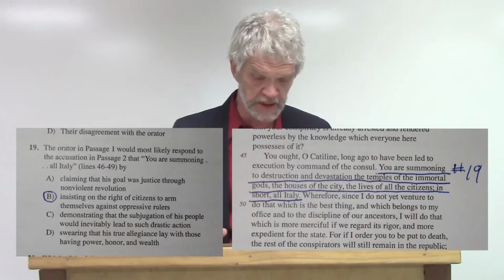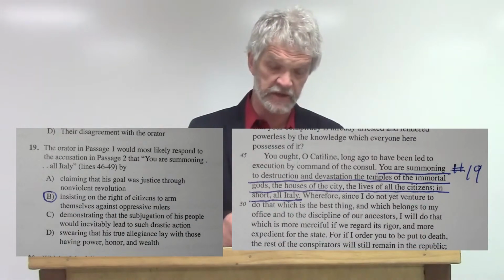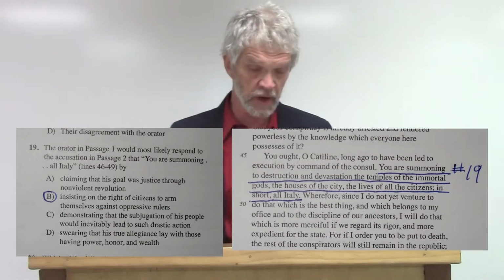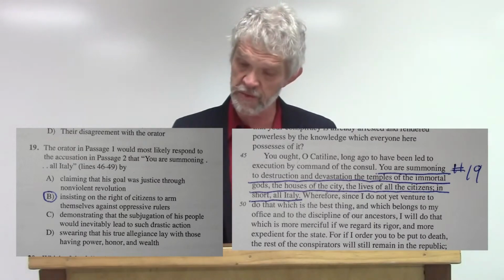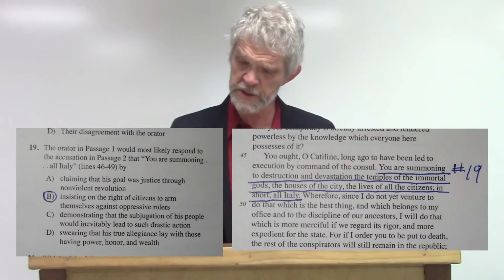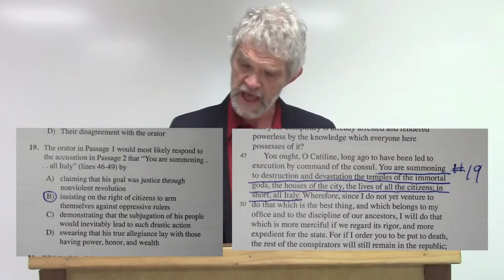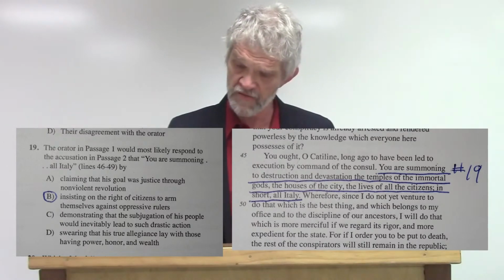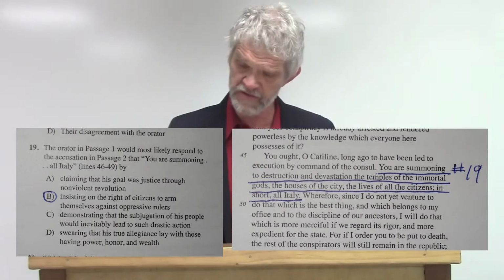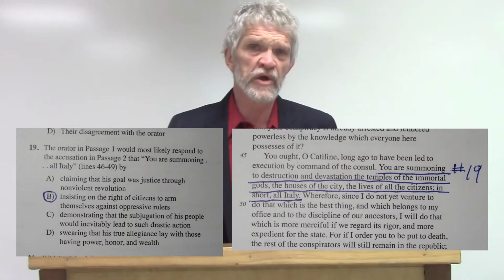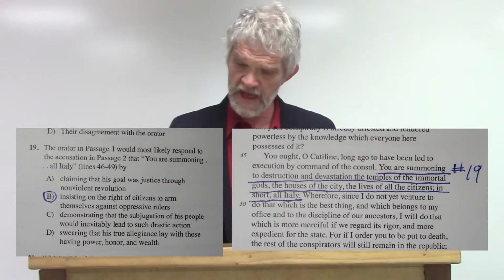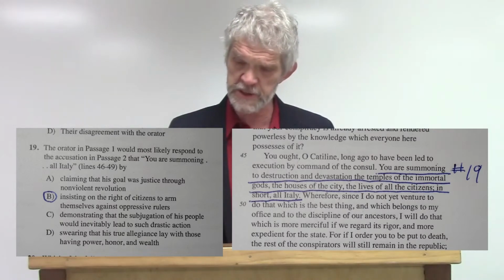All right, for number 19, the orator in passage 1 would most likely respond to the accusation in passage 2, you are summoning all of Italy. Now this asks you to think what the man would say in response. So Cicero says, you are summoning to destruction and devastation the temples of the immortal gods, the houses of the cities, the lives of the citizens, in short, all of Italy. You're going to bring ruin on all of Italy. That seems to be the argument that Cicero is making.